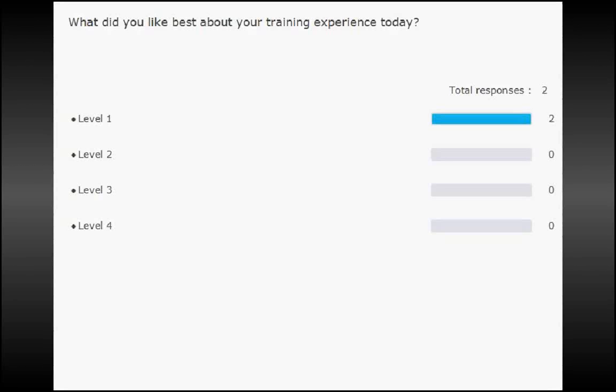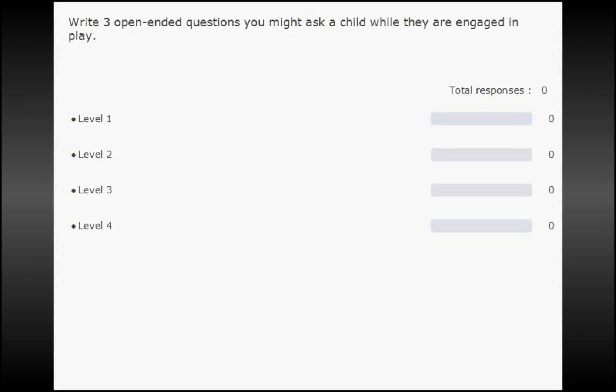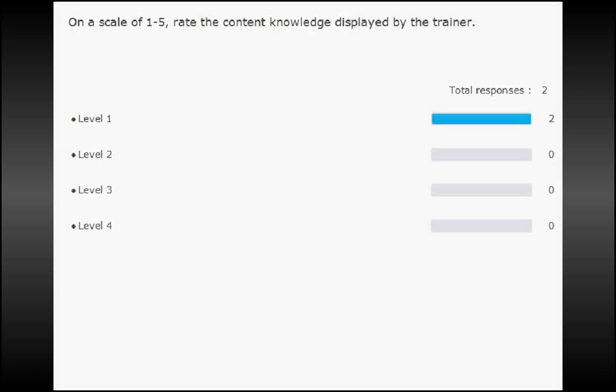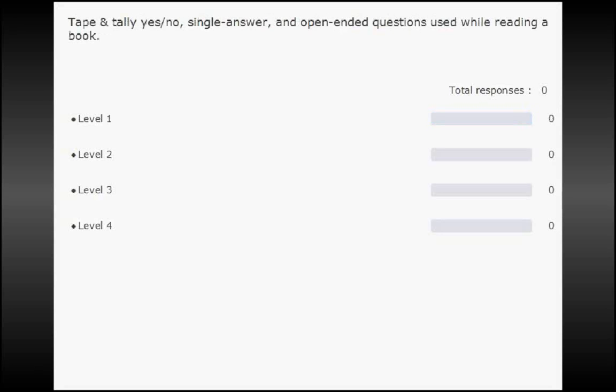Was this training an effective use of your time? Write 3 open-ended questions you might ask a child while they are engaged in play. On a scale of 1 to 5, rate the content knowledge displayed by the trainer. Tape and tally yes, no, single answer, and open-ended questions used while reading a book to children, that would be.